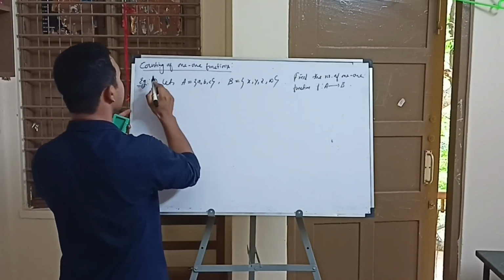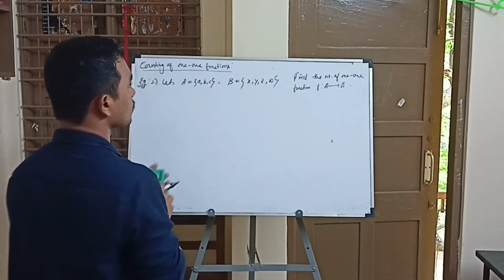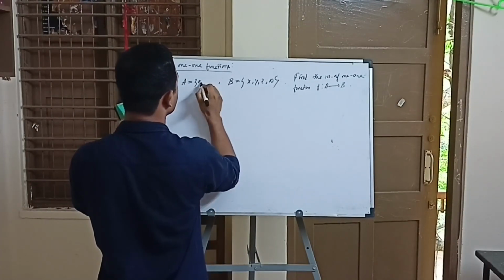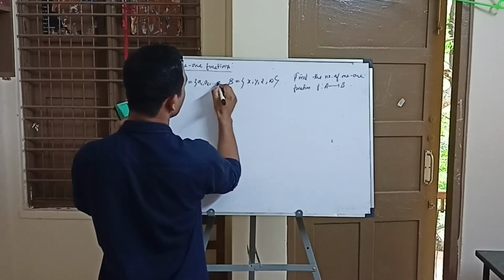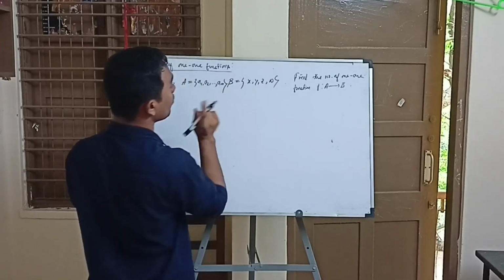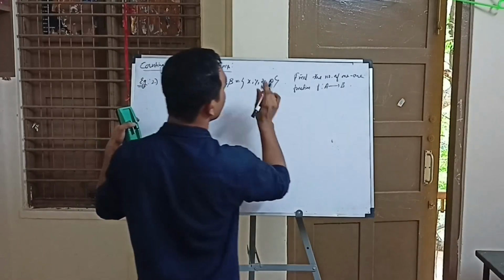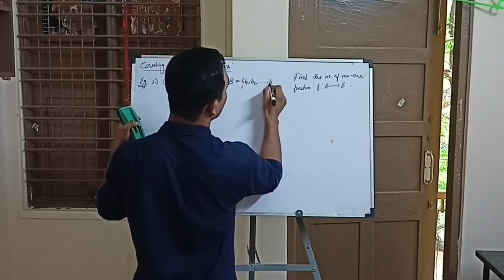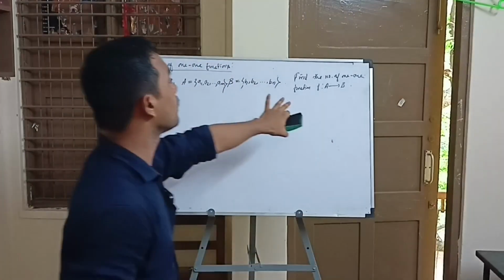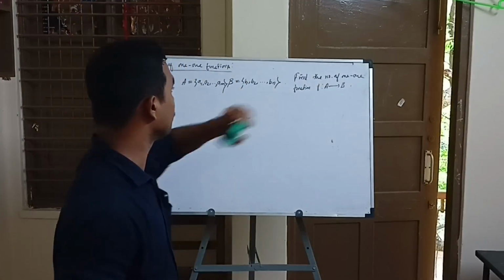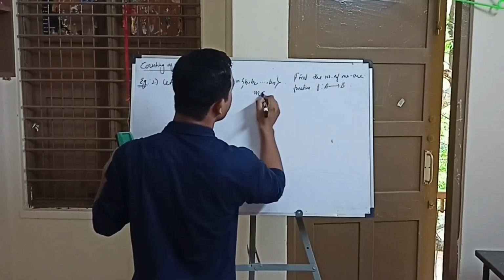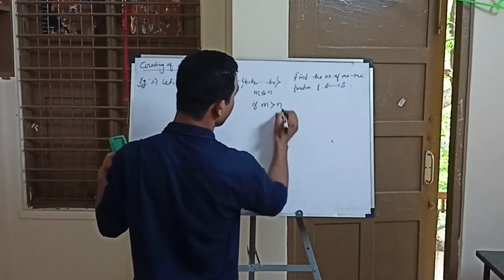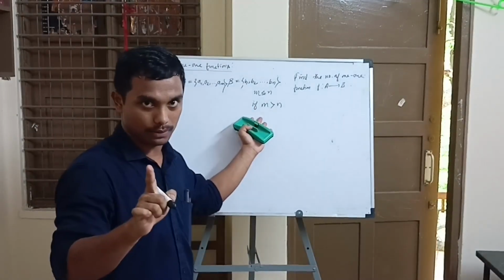Next, we'll do the generalized case of this. Suppose A has m elements, a1, a2 up to am, and suppose B has n elements, b1 up to bn. Then find the number of one-one functions from A to B. Remember that here m is less than or equal to n. If m is greater than n, then this function is many-one, not one-one.